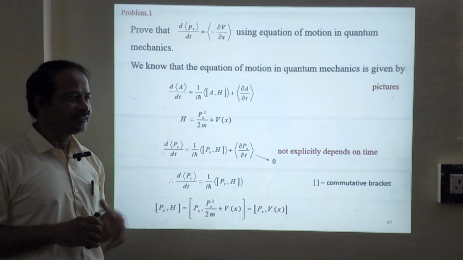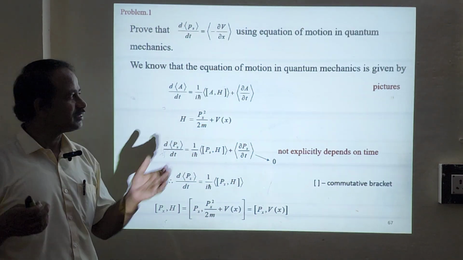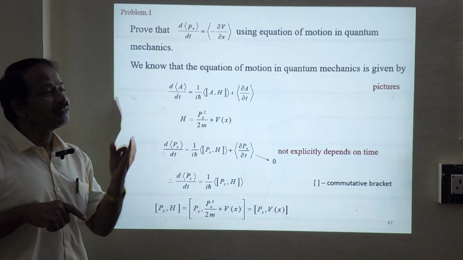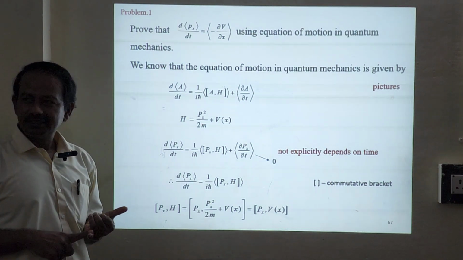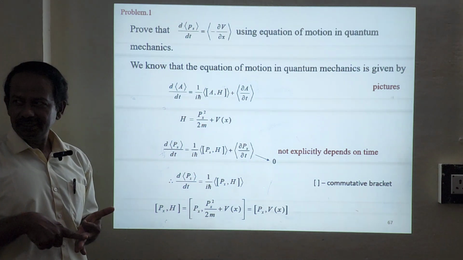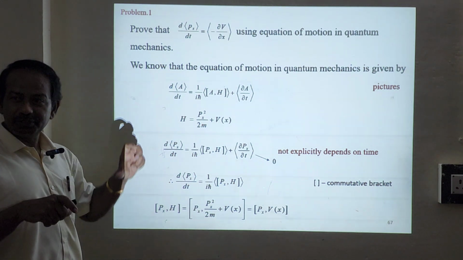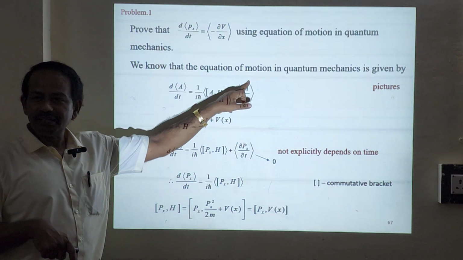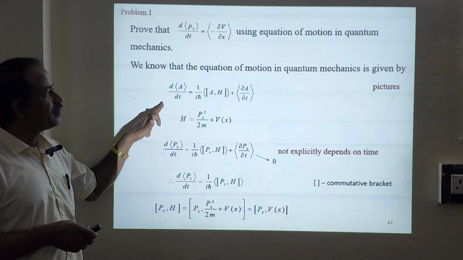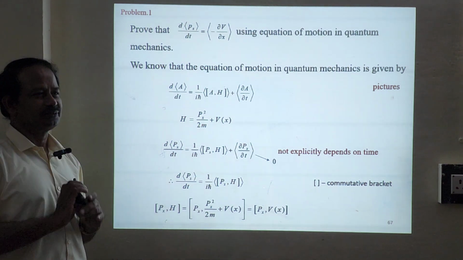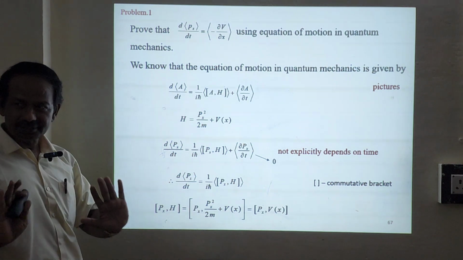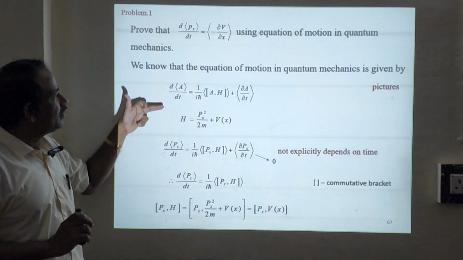We are going to study this equation in the next session in terms of pictures. In the next unit we will be studying three pictures: the Schrödinger picture, the Heisenberg picture, and the interaction picture. There we are going to derive some equation of motion, and you will obtain exactly this type of equation. So just remember this equation alone. This is the equation of motion in quantum mechanics.